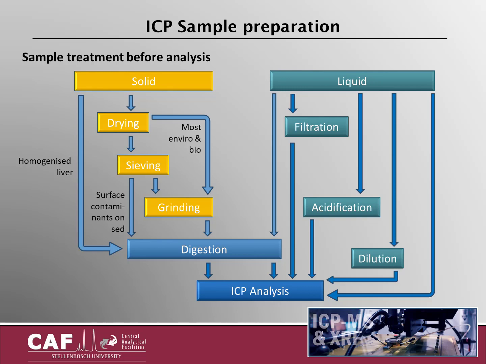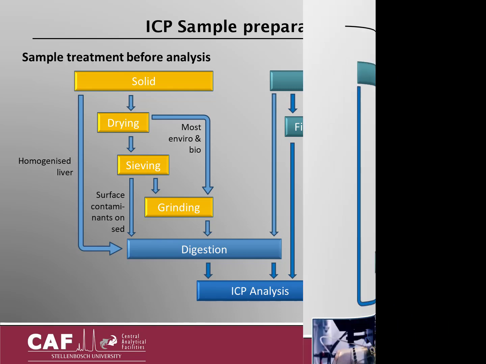If you look at liquid samples, they could be digested immediately if they do have some turbid material. They could be filtered and then simply analyzed. They could be acidified before analysis, or diluted if they contain high volumes of salt that will interfere with the ICP measurement. So let's look at all of these different processes in more detail.